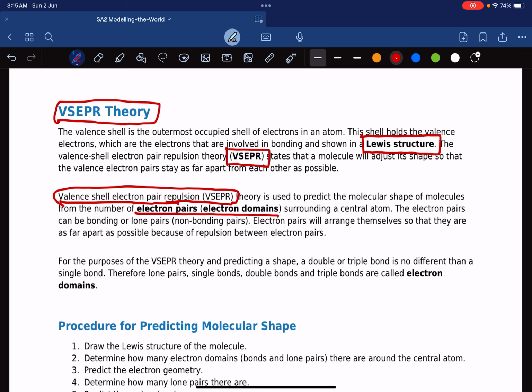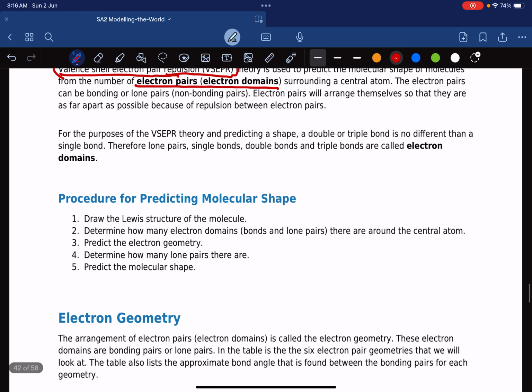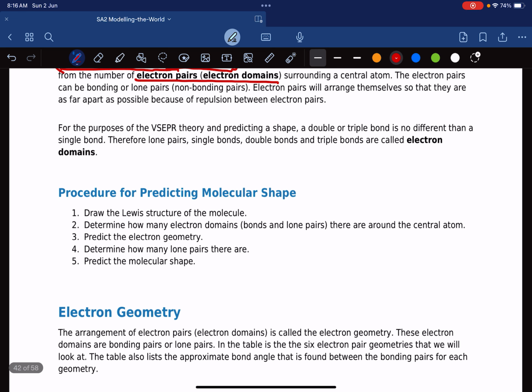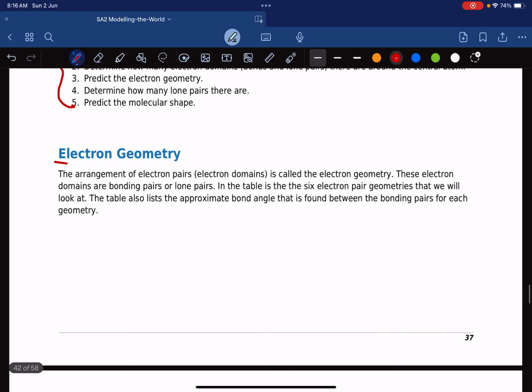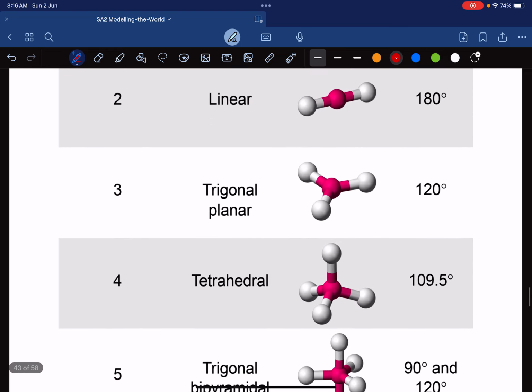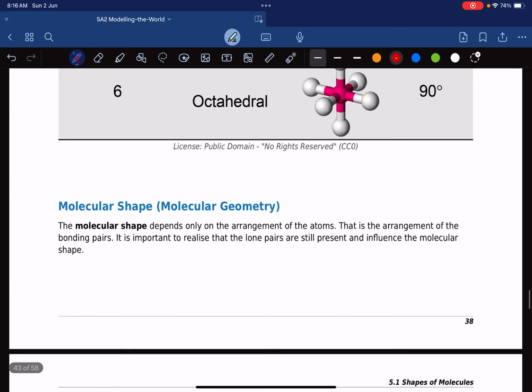So for the first thing, what we're going to do is we are going to learn how to do the Lewis structure. So I'm going to teach you how to do Lewis structures first. Now, the procedure is given here. Okay, draw the Lewis structure and so on. I will show you how this is done. And then it will come to something called the electron geometry. Okay, and so this table will become important shortly.